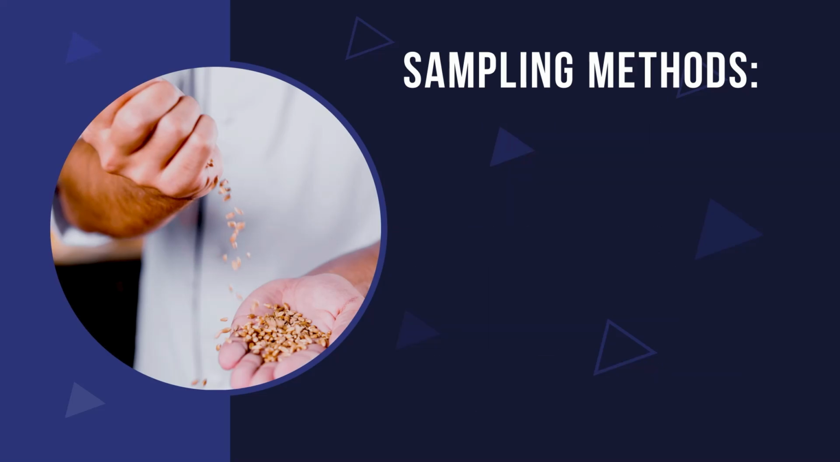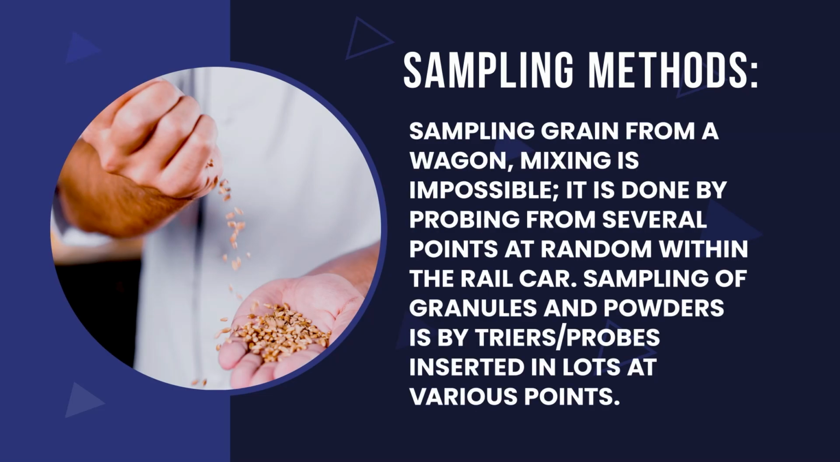But for sampling from solids, like grains from a wagon, grains from a truck, or grains in the warehouse, mixing is impossible. So what do we do? We draw samples from different places, from various points in the lot, but again in a random manner. Now there are sampling errors involved in the case of solids.